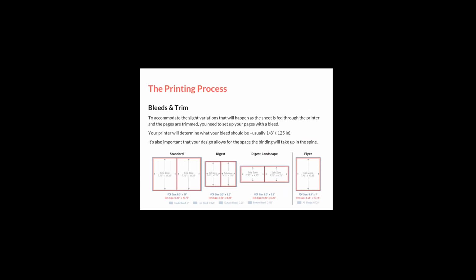Bleeds and trim: to accommodate the slight variations that will happen as the sheet is fed through the printer and the pages are trimmed, you need to set up your pages with a bleed. Your printer will determine what your bleed should be. Usually it's about 1/8 inch, so 0.125 inches. It is also important that your design allows for the space the binding will take up in the spine. You have to be considerate of the space where the binding is or would be. You need a little more margin space there to compensate for that fold.